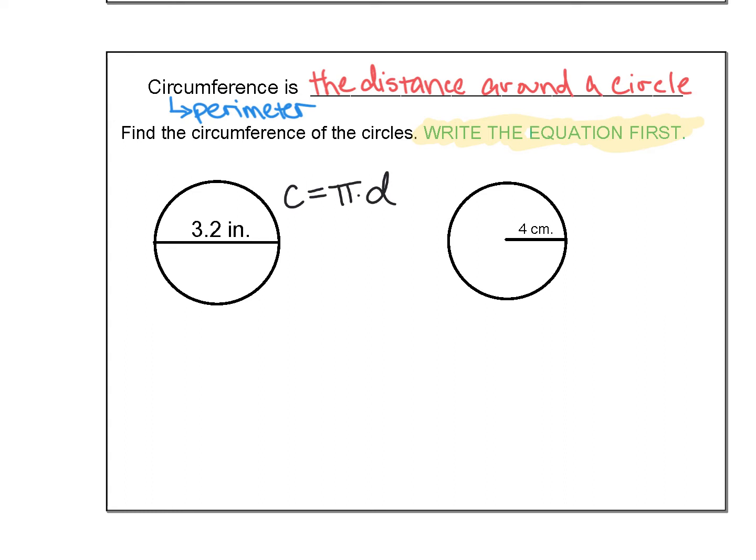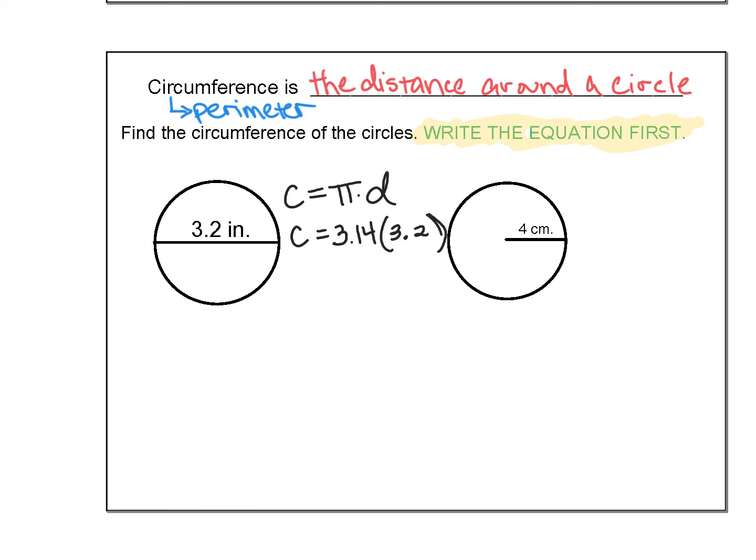So now that I have my equation written down, you should have written it down too, then I fill in what I know, and I'm going to solve for the variable that I don't know. So right now I don't know circumference, but I do know pi, and we're going to use 3.14 as pi. And I know my diameter.